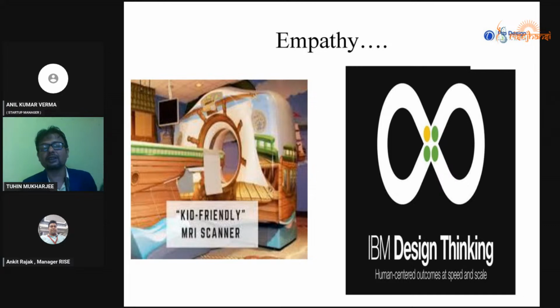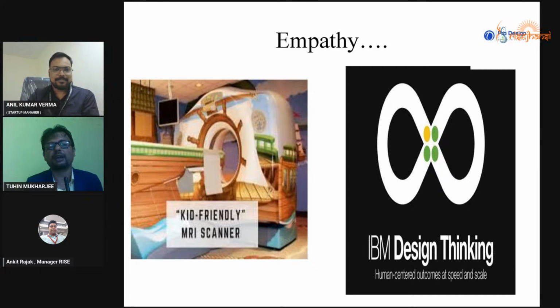So they changed the total concept of the MRI machine and made it a fun kind of experience for the kids. This is the kind of thing that we say: you make it lighter, you make it humorous. So that is how you can do that. You can change the interface of your product.